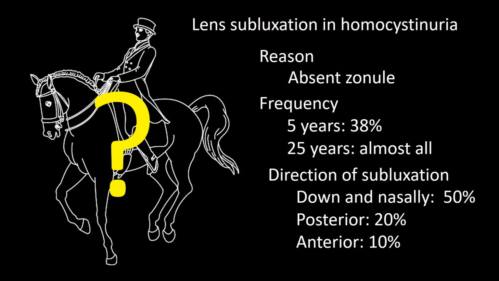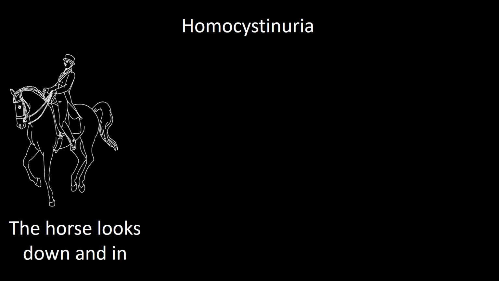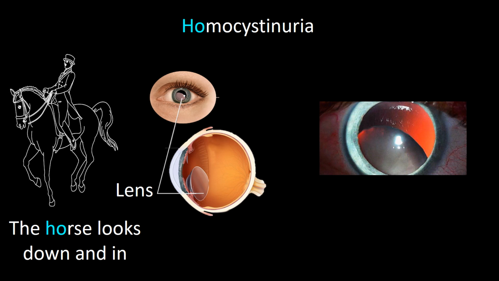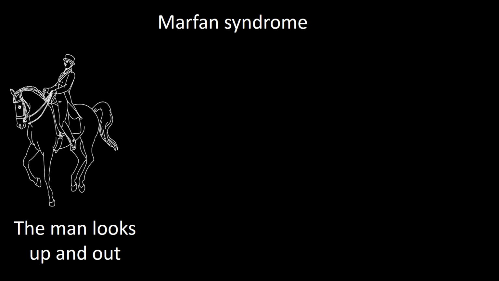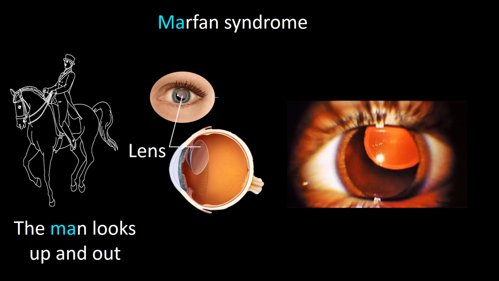You may ask, what is it with a man riding a horse picture? It is a mnemonic helper. When trotting, the horse looks down and in, so match the hor in horse with the hom in homocystinuria. The lens in homocystinuria goes down and in, as drawn here and presented here. The man riding a horse looks up and out. Match the ma of man with the ma of Marfan. The lens in Marfan syndrome is displaced up and out, as drawn here and presented here.